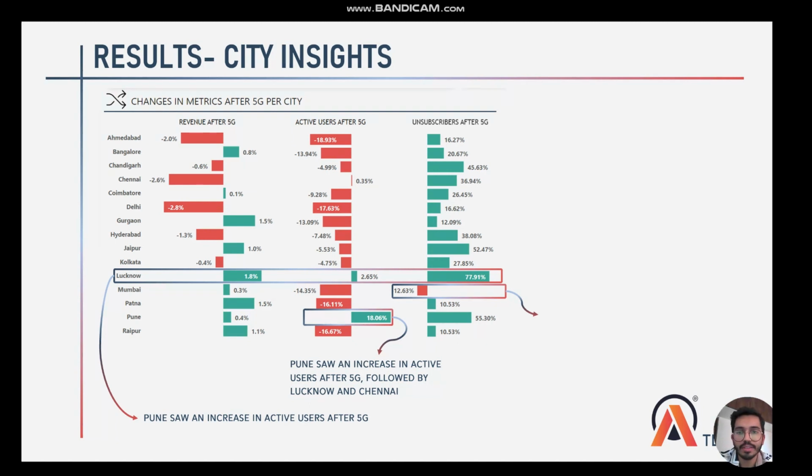Then we see that Pune is the only city which has the highest increase in the number of active users after 5G. And then Mumbai was the only city which didn't see a rise but actually saw a decline in the number of unsubscribers.